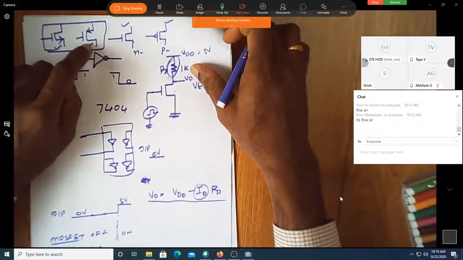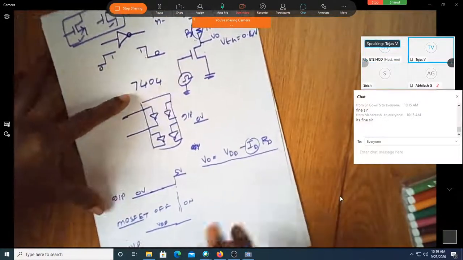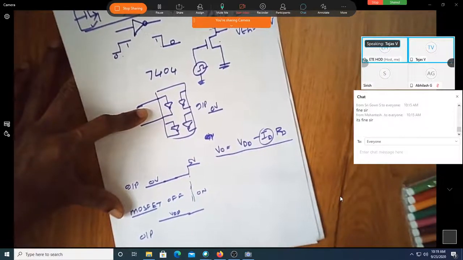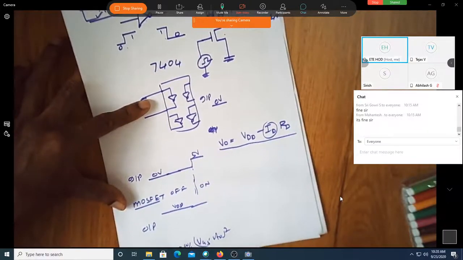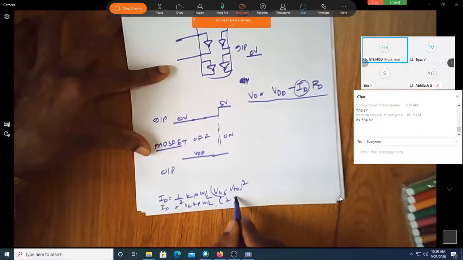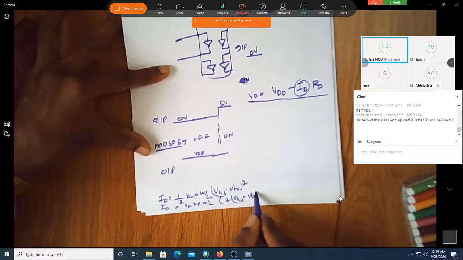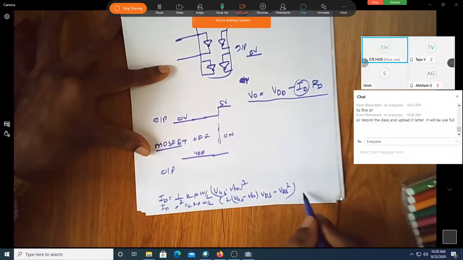Sir, gm into Kp by 2. Okay, at least you could remember Kp by 2, into W by L into VGS minus VTO whole square. So now you have ID is equal to half Kp W by L (VGS minus VTO) whole square if it is in saturation. If it is in linear, it is half Kp W by L times [2(VGS minus VTO) VDS minus VDS whole square]. This is when it is in linear. Am I correct?